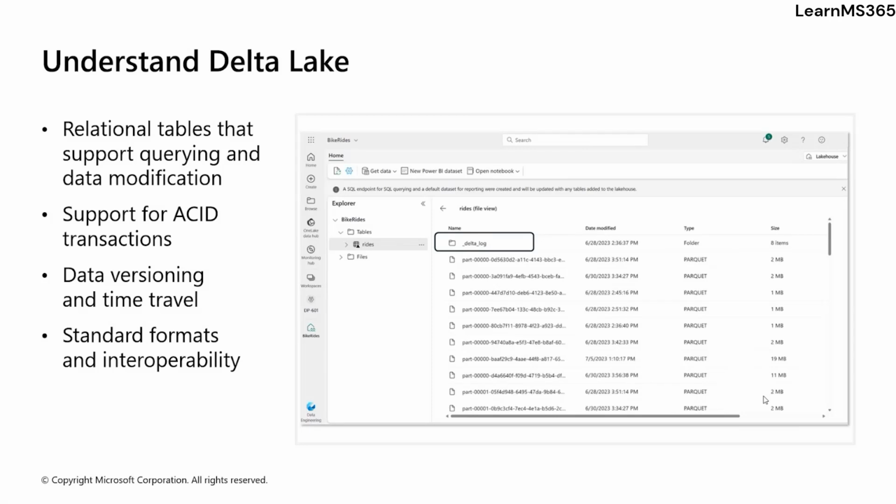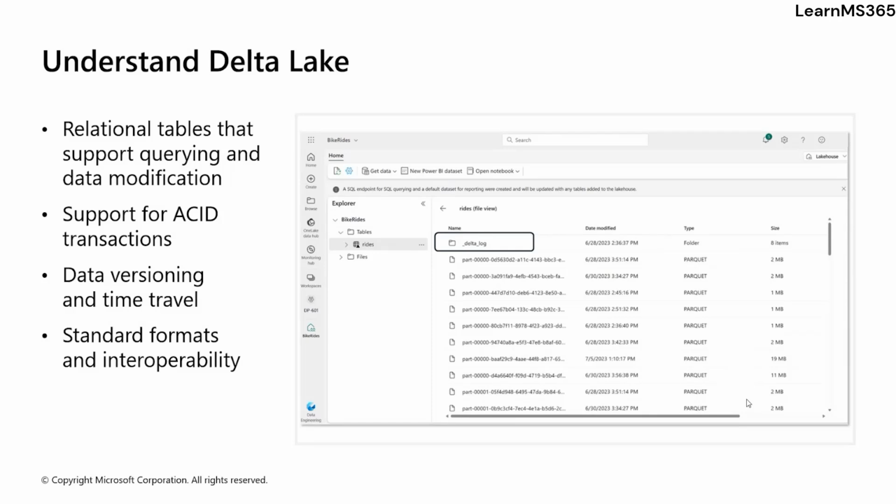And with Apache Spark, you can store data in delta tables that support CRUD operations, which is create, read, update, and delete operations. So, in other words, you can select, insert, update, and delete rows of data in the same way you would in a relational database system. It also supports ACID transactions.